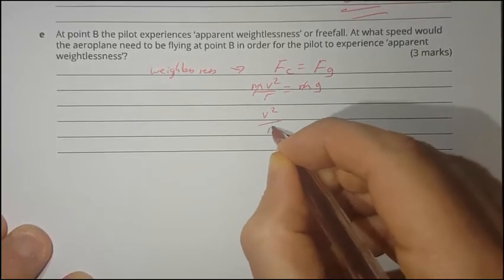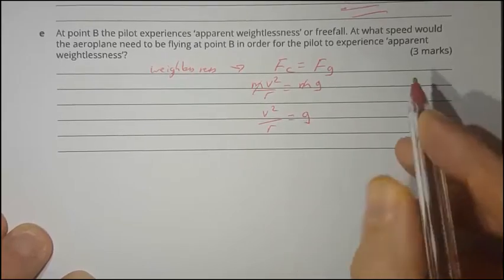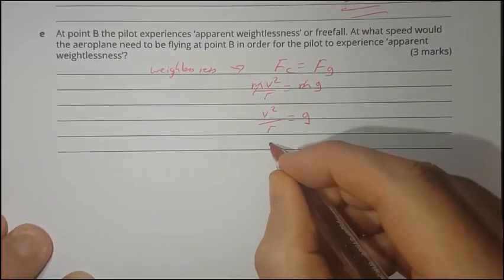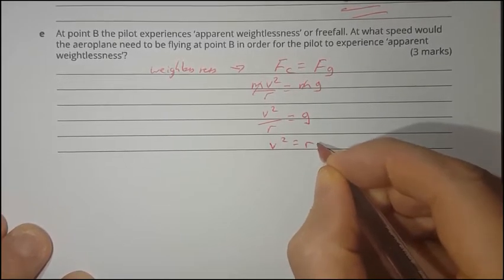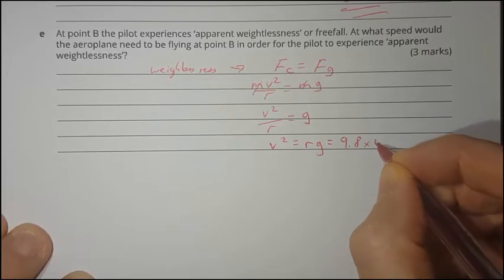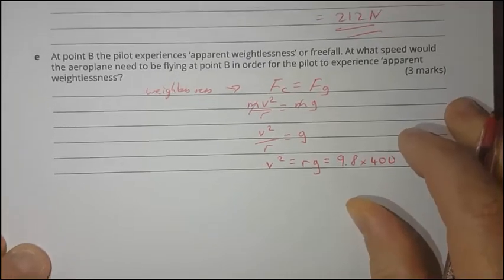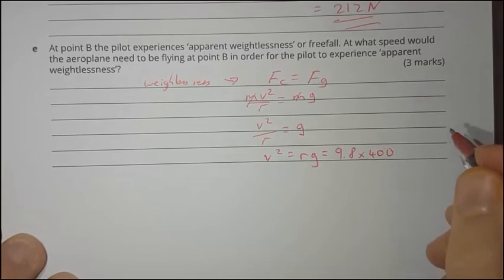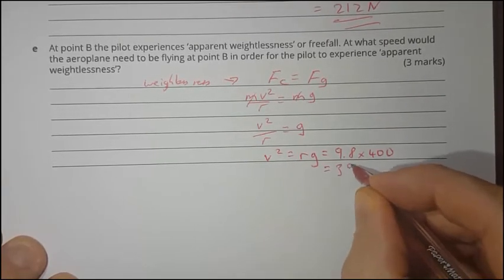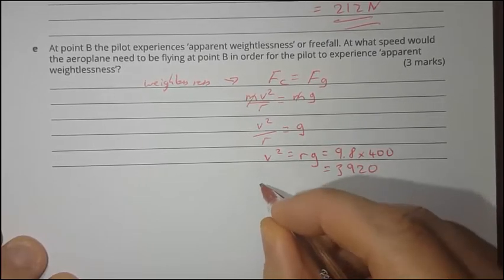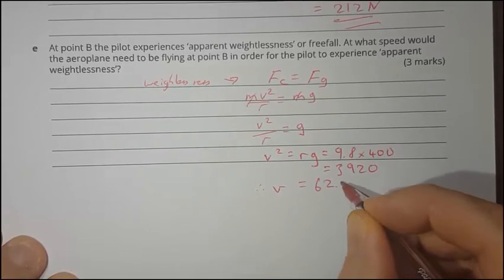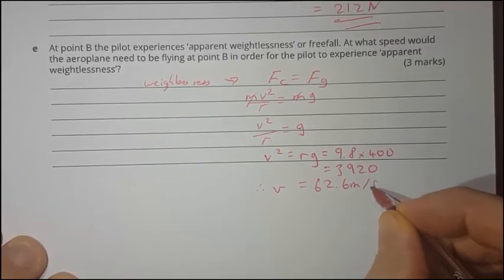Of course, I'm doing a pretty long way here, but whatever. It's asking for what speed, so it's asking for v squared. Therefore, v squared is going to be equal to rg, which is 9.8 times 400. The 400 comes from the first diagram that you saw. It's not 80. You do that and you get 3,920. Therefore, your velocity is going to be equal to 62.6 meters per second.